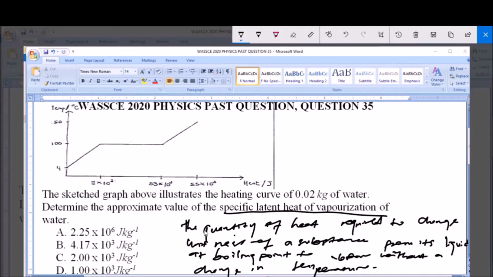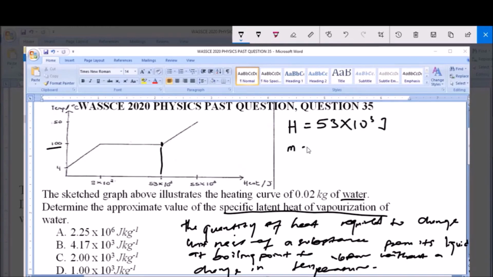Now the question is telling us about the heating curve of water, and like we know, the boiling point of water is 100 degrees Celsius. So that means when we are to calculate our specific latent heat of vaporization, we'll consider the temperature at 100 degrees Celsius, whereby the entire liquid has been converted to vapor, and the corresponding heat applied in joules is 53. The heat H is 53 times 10 raised to the power of 3 joules.